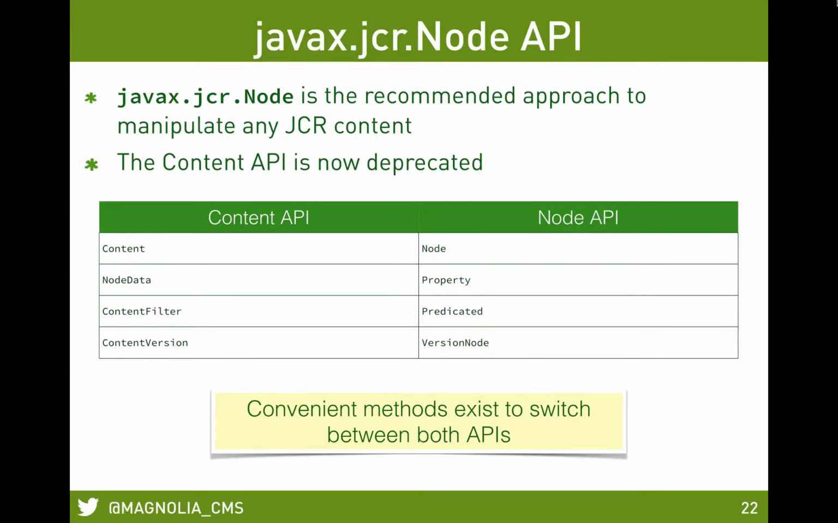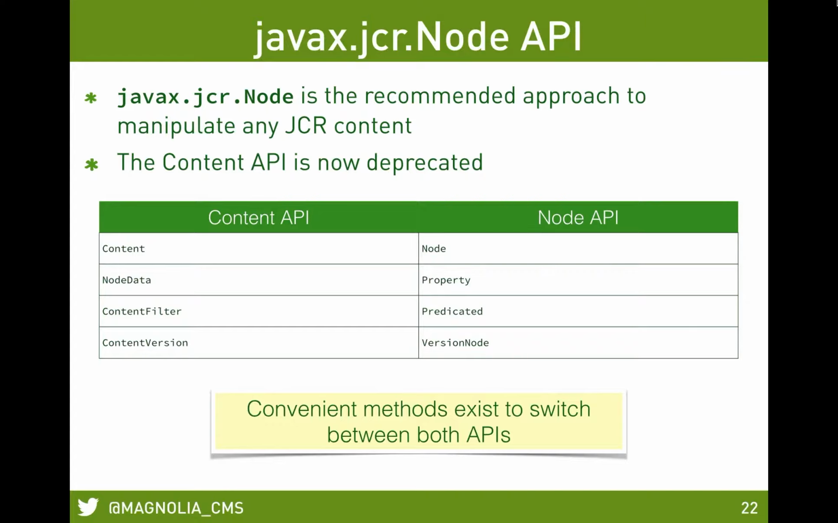Now in Magnolia 4.5, if you need to manipulate the JCR, so navigate across all the nodes, stuff like that, you have to use the javax.jcr.Node API, which means that now the content API is deprecated. So you have to migrate from the content API to the Node API. We provide also the equivalent call between the deprecated API and the new one.